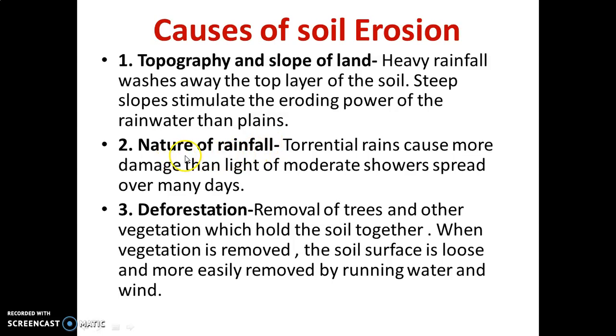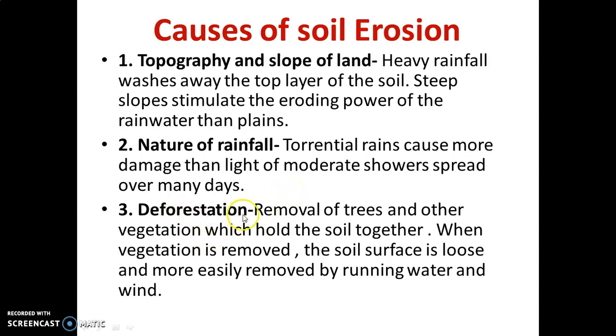Next cause is nature of rainfall. Torrential means continuous, heavy rainfall. Due to heavy and continuous rainfall, maximum soil erosion will take place. On the other side, if areas receive moderate or very light rainfall, then soil erosion will be less.